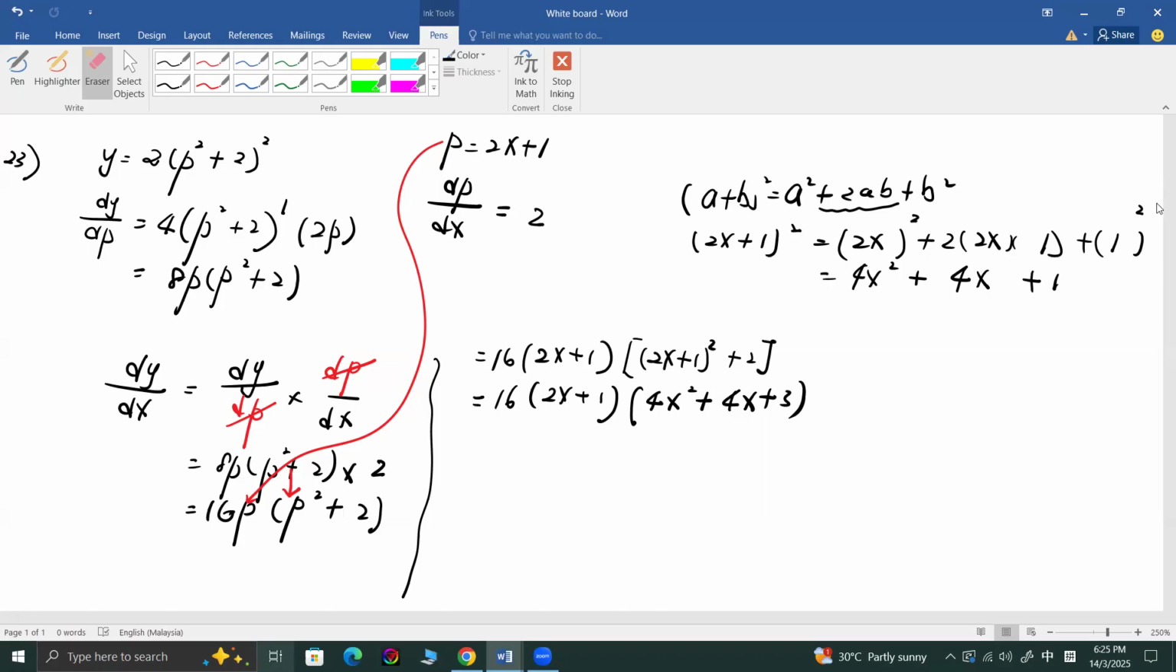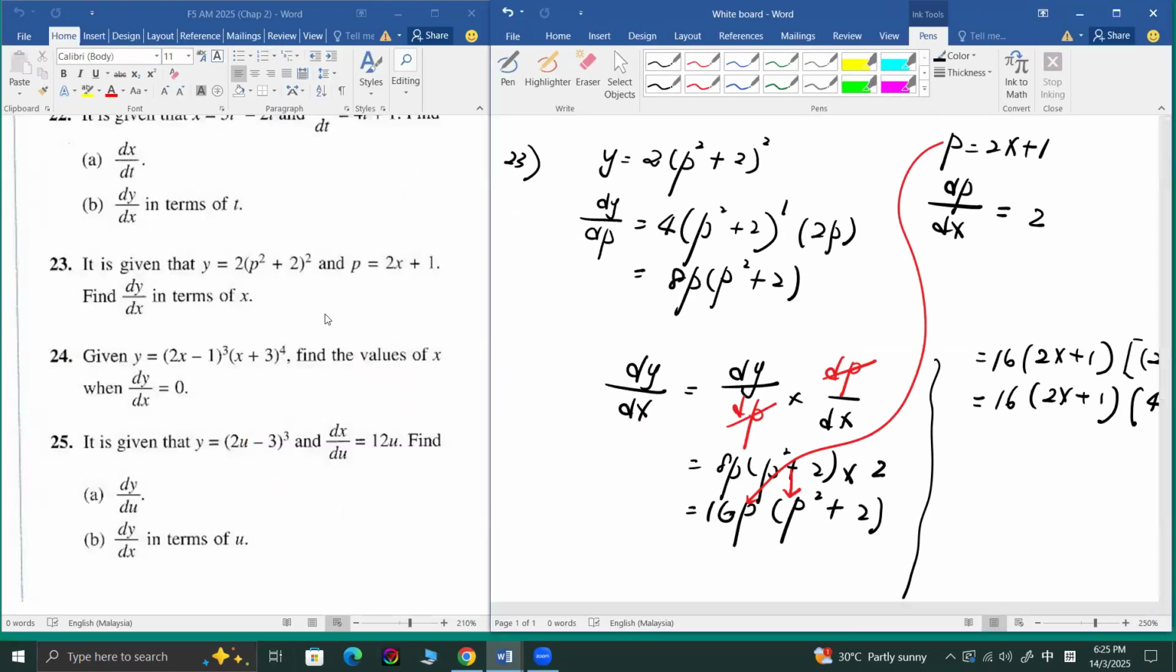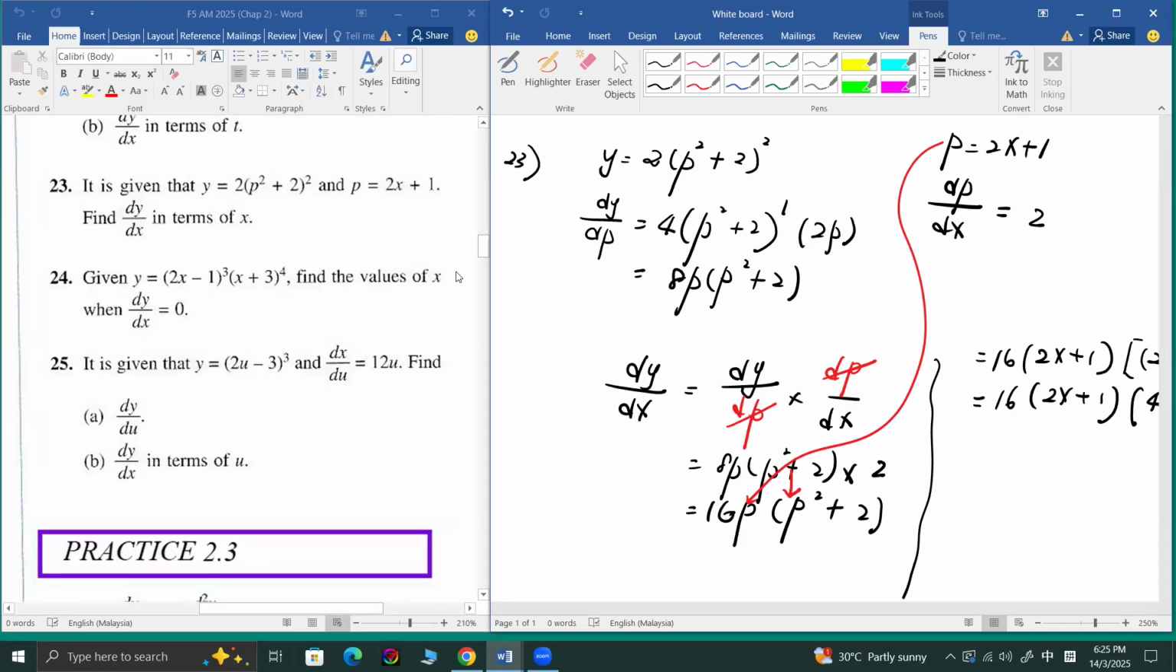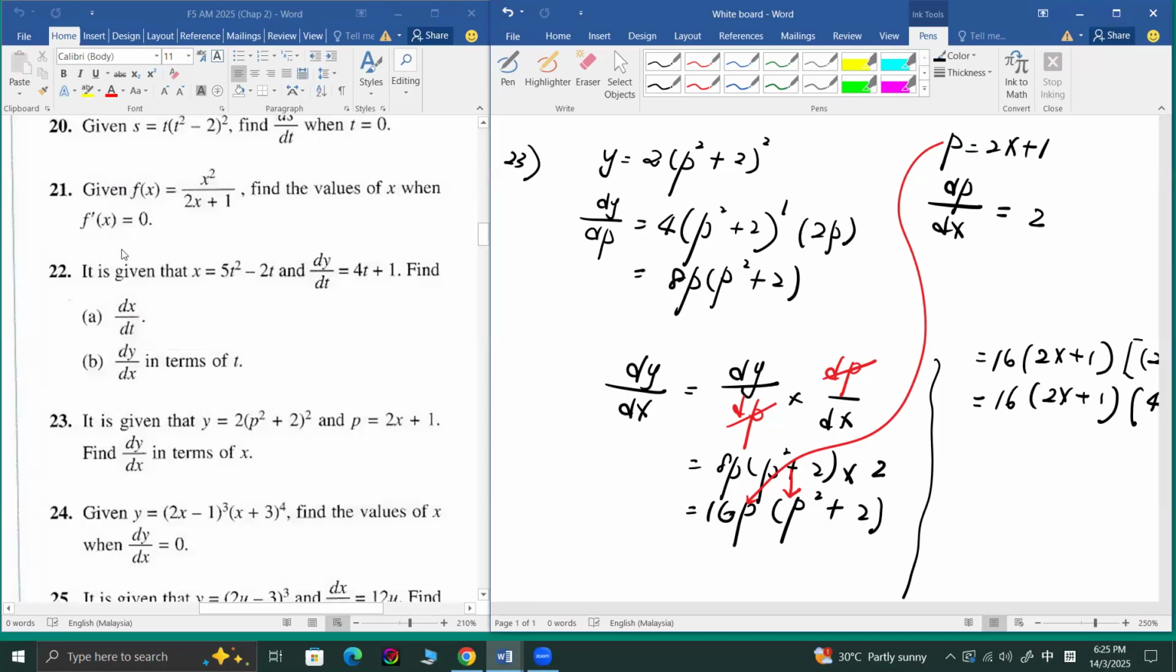Okay, so I continue, yeah? Okay, now look at question 24. Find the values of x. Then you follow this method. Question 21, so remember the way of 21.